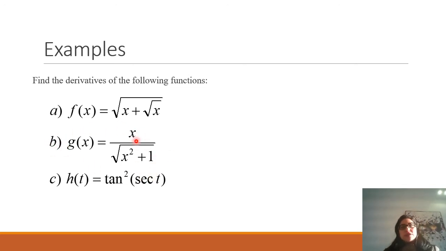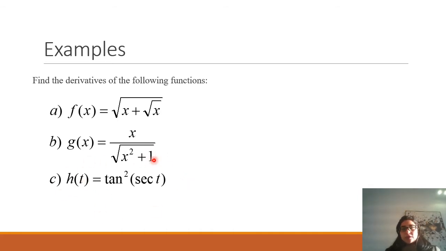How about this one? Well, first, there's certain rules that I need to apply. This is a quotient, right? So I need to do down derivative up minus up derivative down. But where is my chain rule? It's going to be applied here. The derivative of the down, x squared plus 1 all power half.